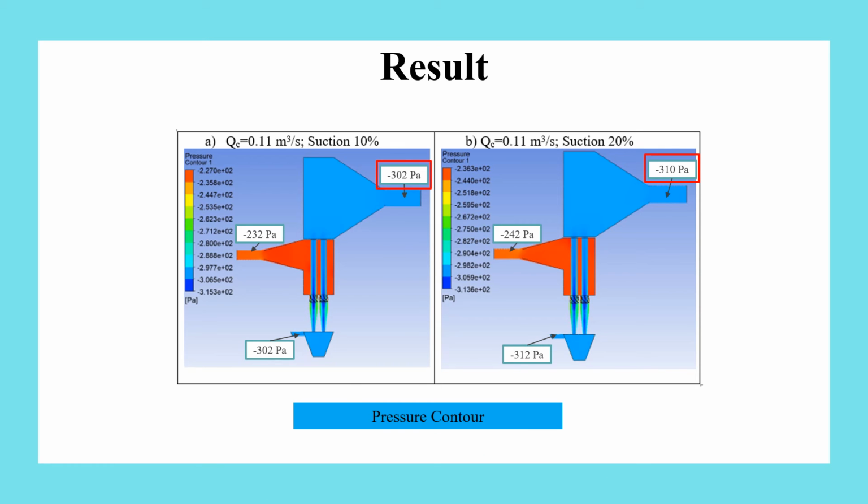For the pressure contour, it is the same for 3 different types of retrofitted cyclone, as it is also set at the same boundary condition for all. We observe that the higher the suction percentage, the more negative pressure was created for inlet stream, outlet stream, and suction stream.